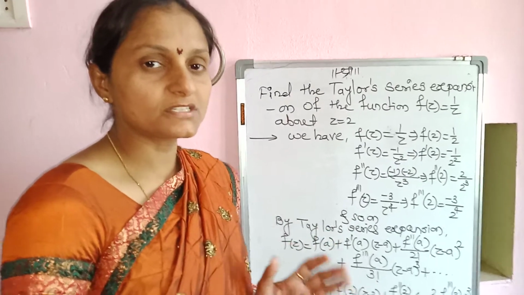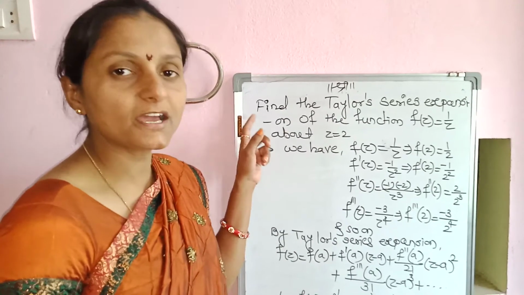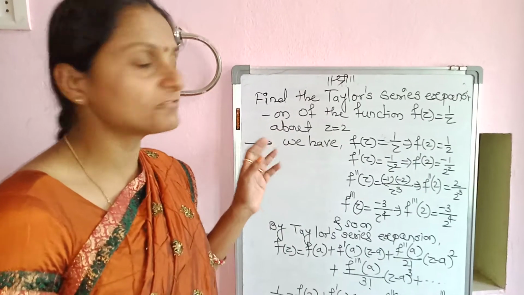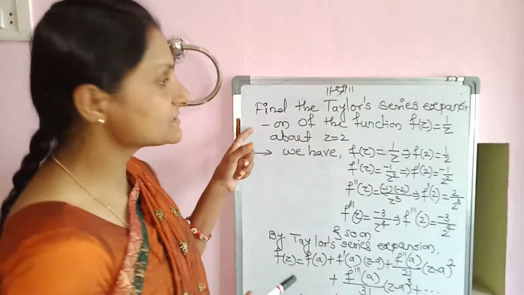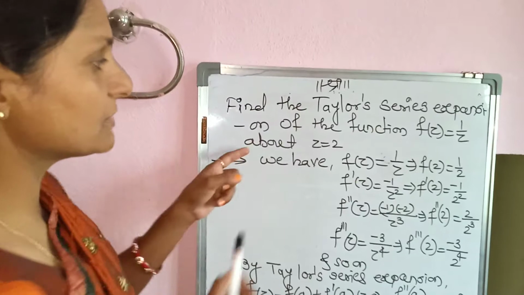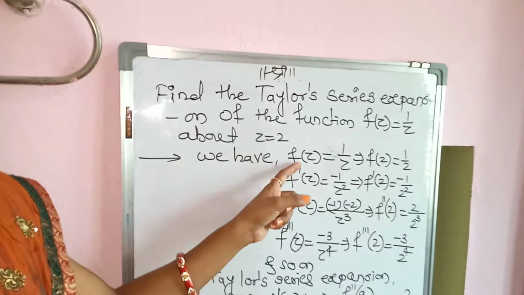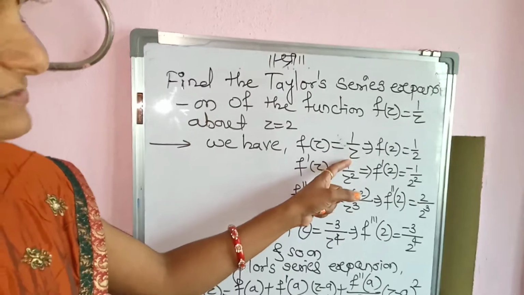So students, let us start with the example of the Taylor series expansion. Here I have written one example, observe it carefully. Find the Taylor series expansion of the function f of z equal to 1 by z about the point z equal to 2. So we have first your function f of z, it is written as 1 by z.